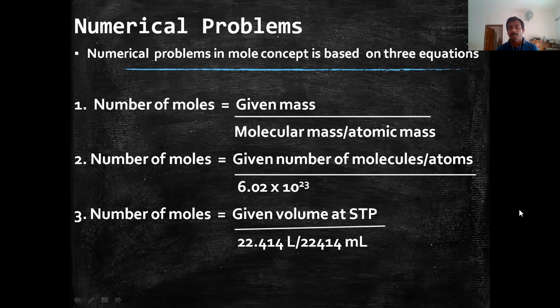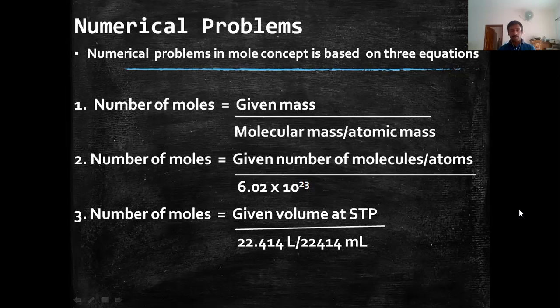If you want to find out number of moles of atoms, then how will you find out? Given number of atoms divided by 6.02 into 10 raised to 23. So if number of atoms are given, number of atoms divided by 6.02 into 10 raised to 23 will give you number of moles of atoms. If number of molecules are given, number of molecules divided by 6.02 into 10 raised to 23 will give you number of moles of molecules.